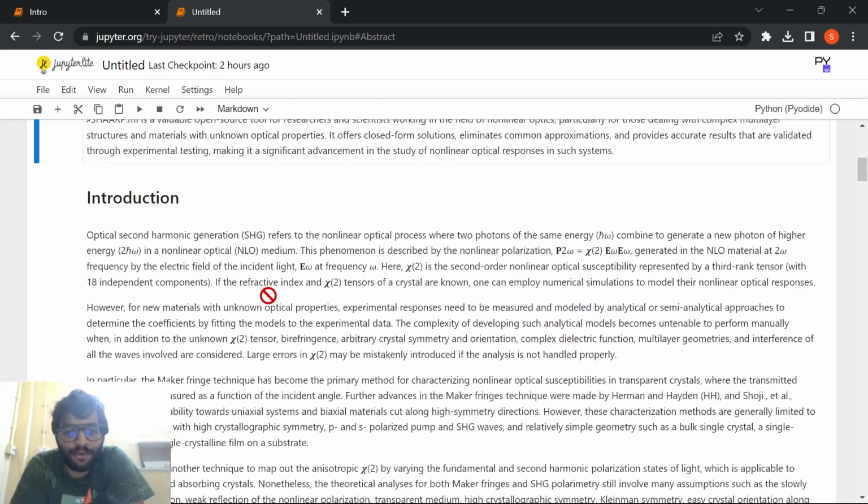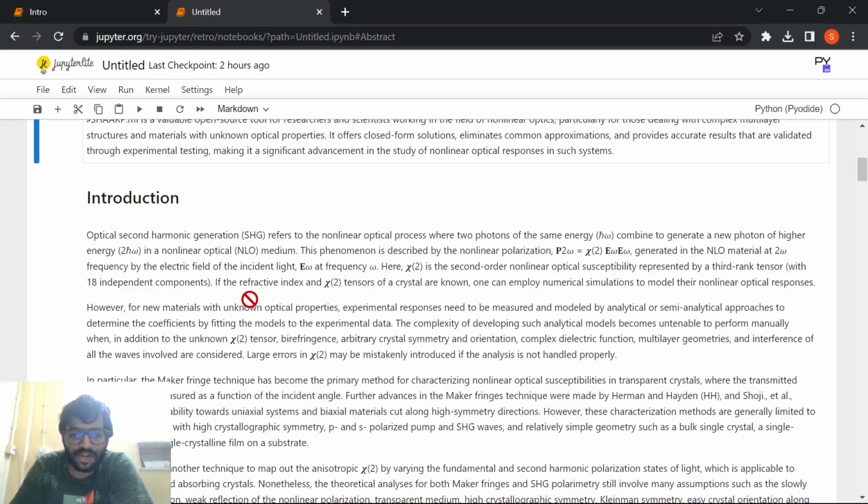And optical second harmonic generation refers to the nonlinear optical process where two photons of h bar omega energy are destroyed and a photon of 2 h bar omega is created in a nonlinear optical medium. This phenomenon is described by the nonlinear polarization P(2 omega) equal to chi2 E(omega) generated in the NLO material at 2 omega frequency by the electric field of the incident light E(omega) at frequency omega. Here chi2 is the second order nonlinear optical susceptibility represented by the third rank tensor with 18 independent components, the d tensor.